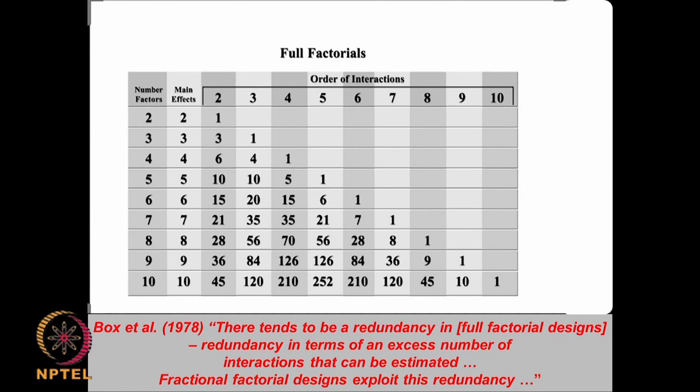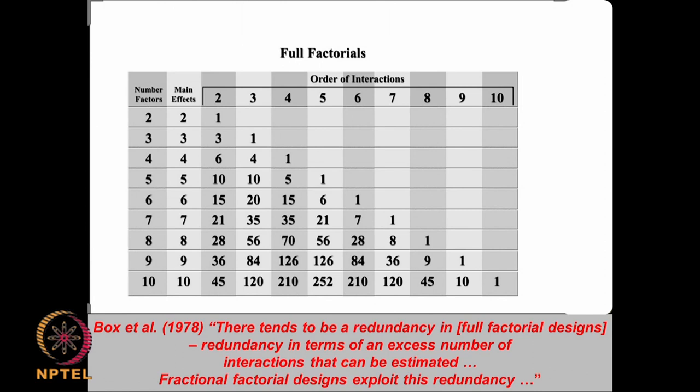And as you know, everybody likes to do fewer experiments because of time constraints and resource constraints. But with fewer experiments, we should be able to get as much information as possible, especially the main effects and the main interactions, the two-factor interactions: AB, AC, AD, BC, BD. These are the things we are interested in.